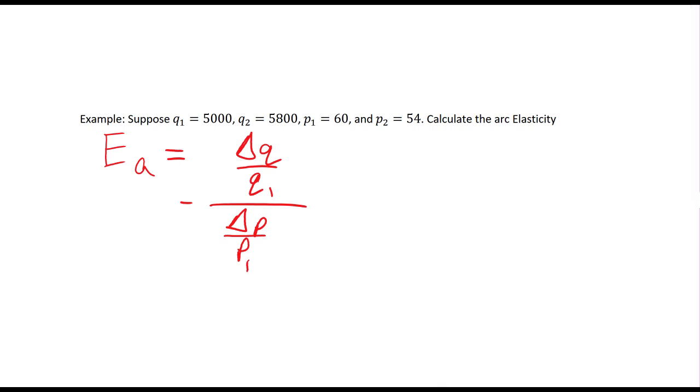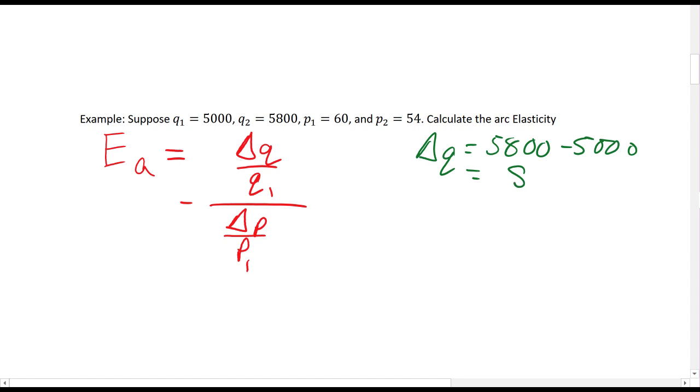All right, so first of all, let's go ahead and calculate the delta Q and the delta P. Delta Q is going to be Q2 minus Q1. So for us, that's 5,800 minus 5,000, and that's where we get a delta Q of 800. Delta P, P2 minus P1, 54 minus 60. It's always P2 minus P1 and Q2 minus Q1. That gives us a difference of negative 6.